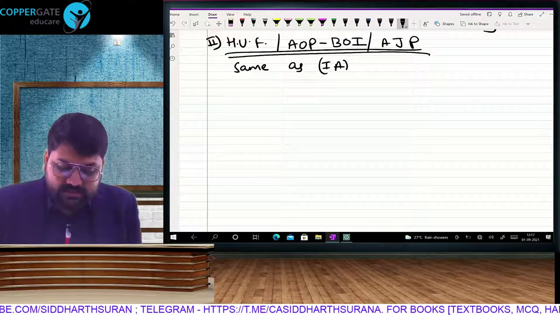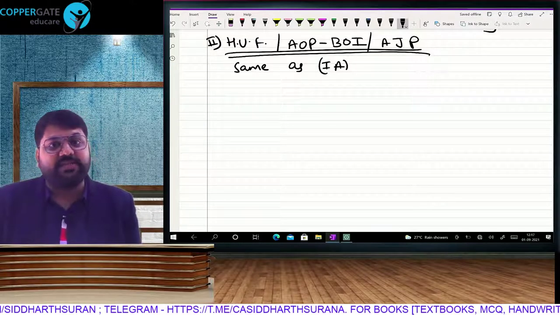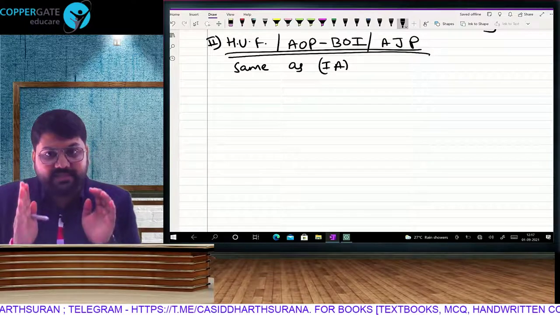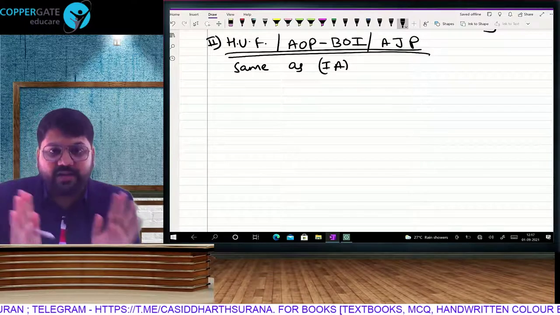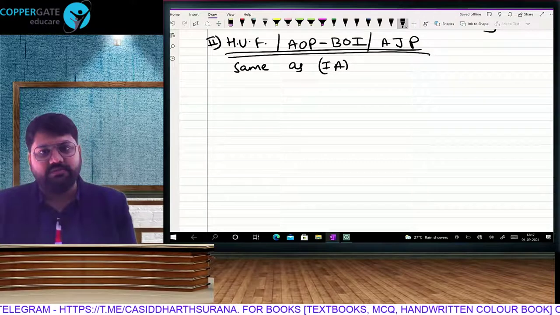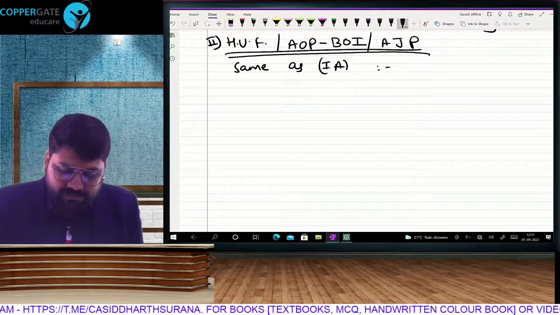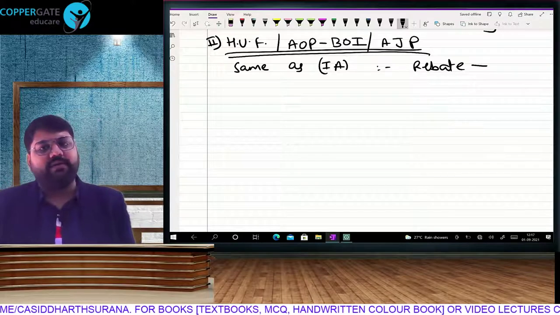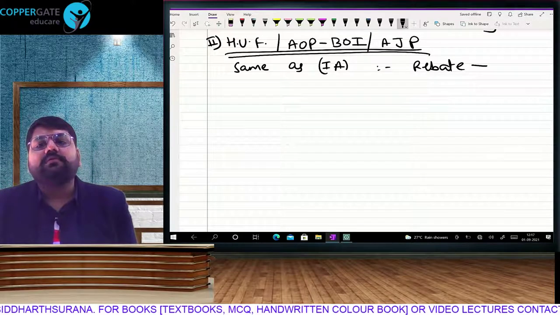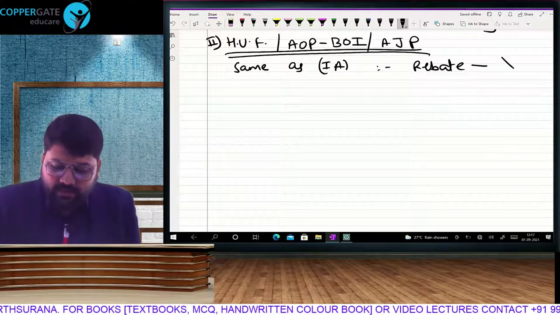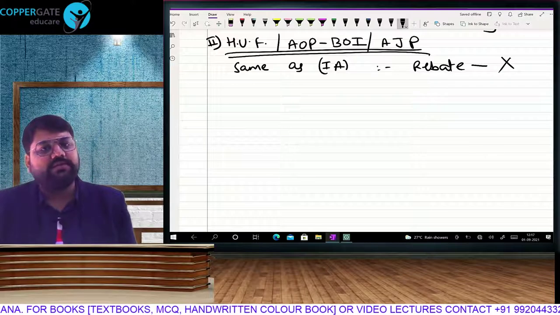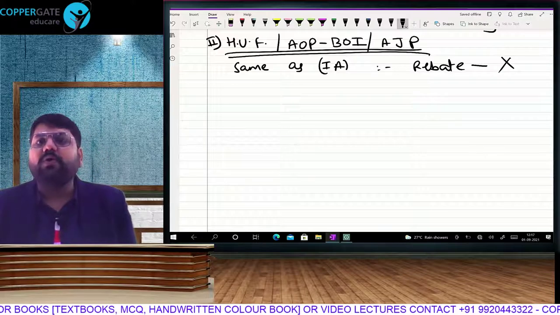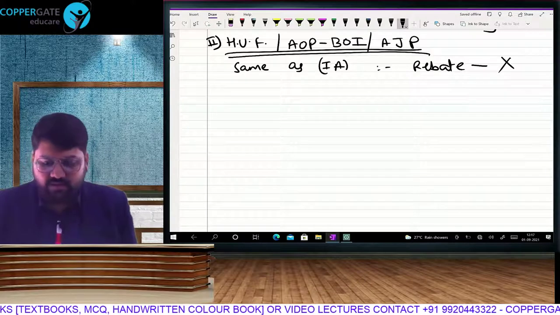That's basic tax. And again, if there is any special rate, that will also be applicable. It is absolutely same as 1A. After basic tax, what are the three concepts? Concept number one, rebate. You only tell me. Not applicable. Why not applicable, sir? Only for individuals. Very good.